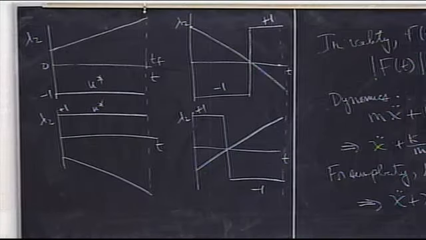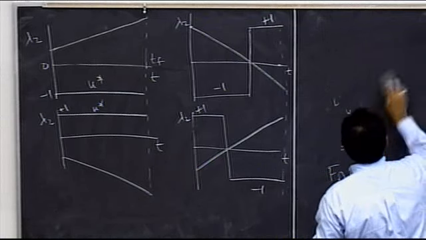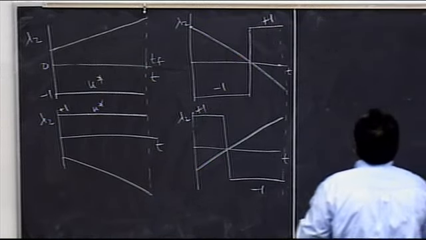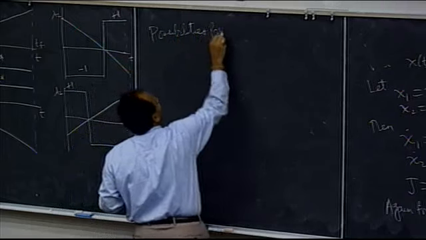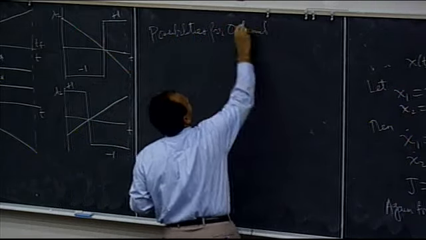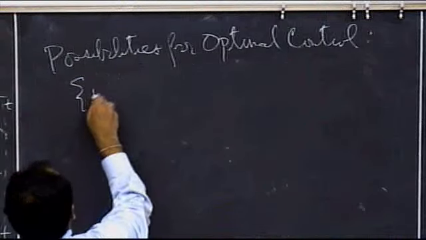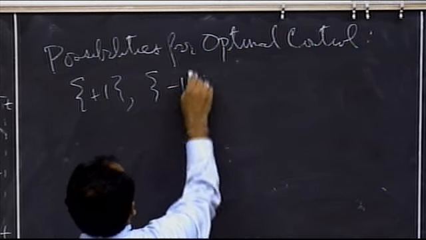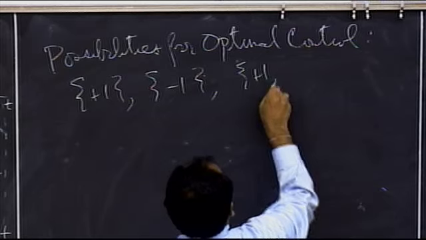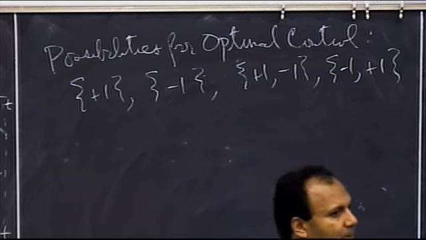Let's look at how we're going to actually figure this out now. So what we know is the possibilities for optimal control. These are the only possibilities. You can either be always plus 1. You can go from plus 1 to negative 1. Sorry, always be negative 1. You can be plus 1 and switch to negative 1. Or you can be negative 1 and switch to plus 1. Those are the only possibilities, right?